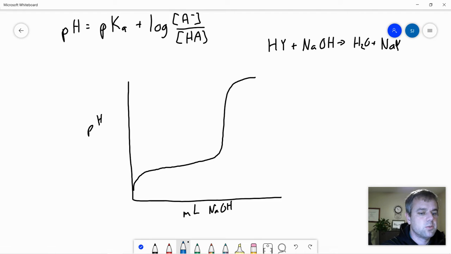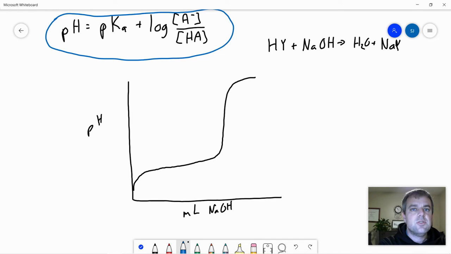The first has to do with the Henderson-Hasselbalch equation here. I want to point out that you can only use the Henderson-Hasselbalch equation with a buffer.